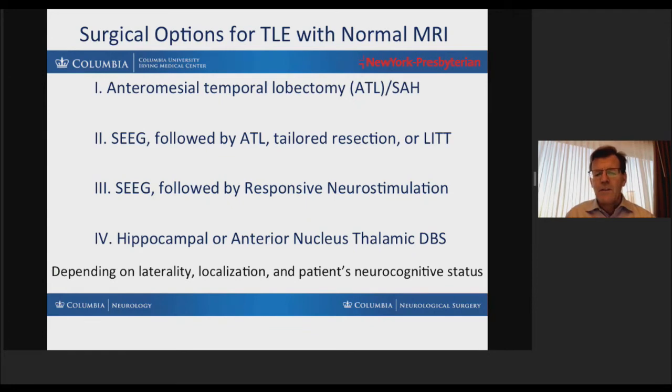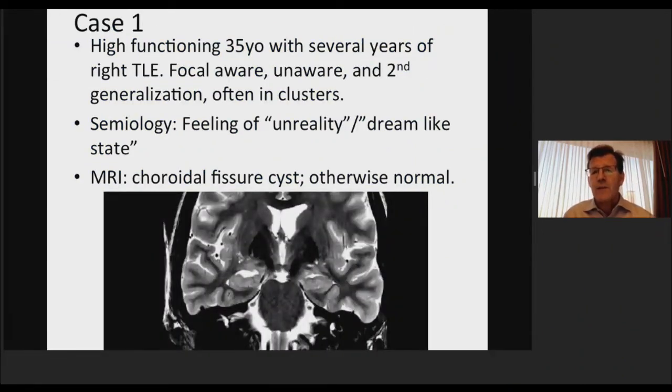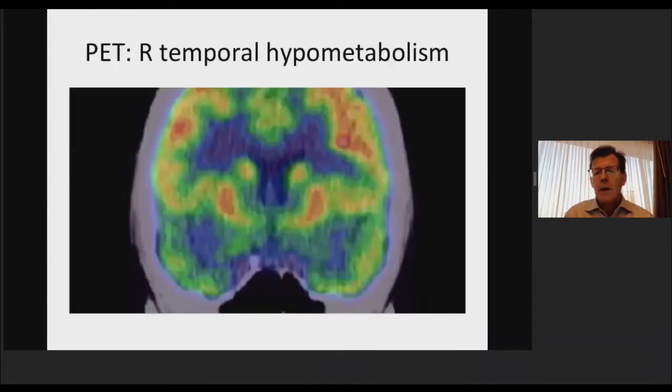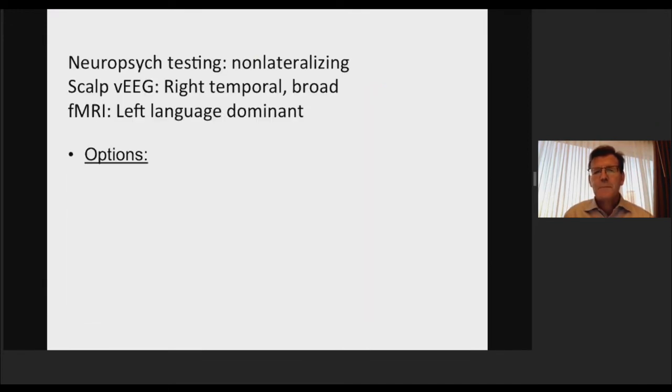So this depends on the seizure laterality, localization, and the patient's neurocognitive status and how much risk they're at from the surgery itself. The first case is a very high functioning 35-year-old with several years of right temporal lobe epilepsy with a choroidal fissure cyst on MRI, but otherwise a very symmetric hippocampus. And as I said, very intelligent and very high IQ. PET showed subtle, mild right temporal hypometabolism, both lateral and mesial temporal neocortical and hippocampal. Neuropsych was non-lateralizing, again, extremely high functioning.